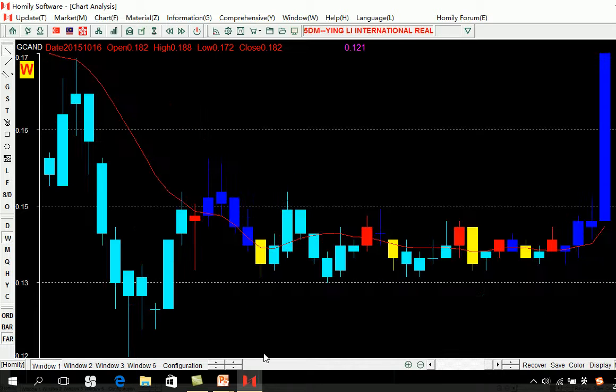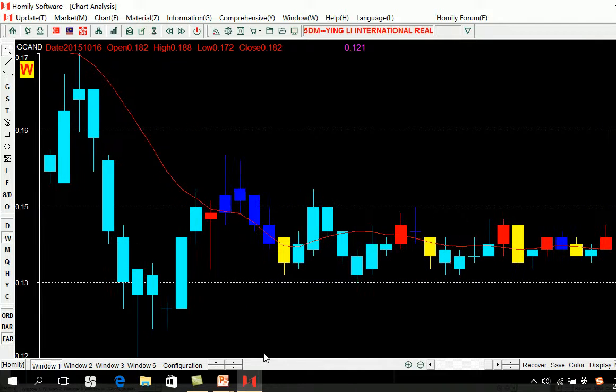Let's see this one. So we can see this is for the weekly chart. Okay, then we can see the moving average goes down or goes flat. Goes flat, right? If you see the moving average go flat, and the red candlestick appears, buy or not? For the weekly chart, buy. Okay. So how about here? Buy or not? No, because the candlestick is light blue.